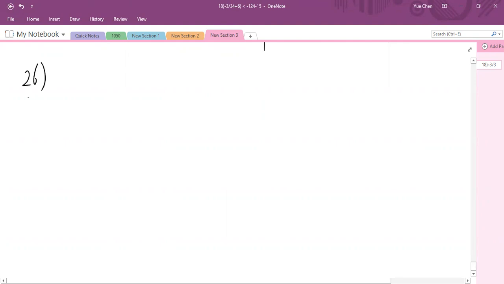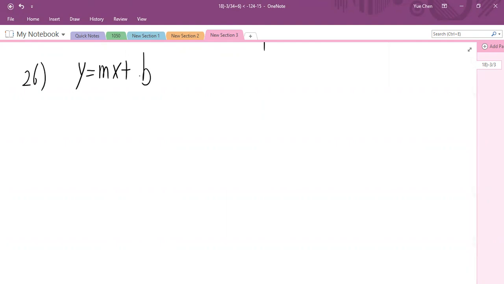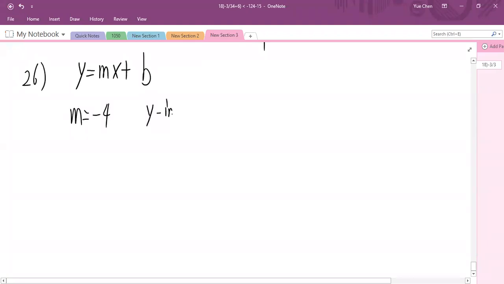Which asks you to find the slope-intercept form of the equation, y equals mx plus b. So this form is given. You need to find this kind of form for the equation. For number 26, which is m equals -4, y-intercept, which is b equals -7, right?